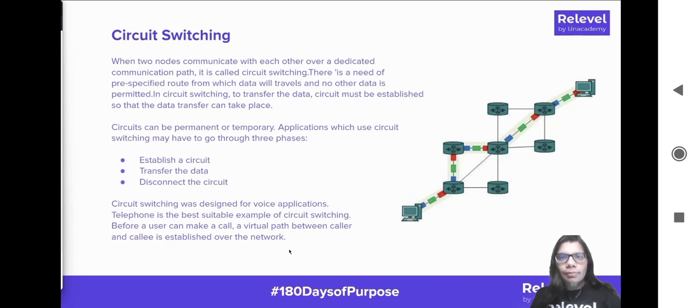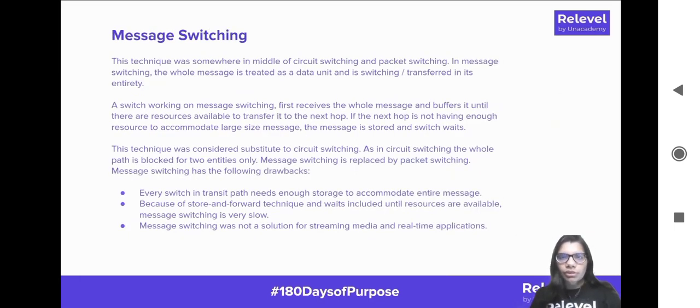Now let's discuss message switching. So what is message switching? This technique was somewhere in the middle of circuit switching and packet switching. In message switching, the whole message is treated as a data unit and is transferred fully. A switch working on message switching first receives the whole message and buffers it until resources are available to transfer it to the next hop. If the next hop does not have enough resources to accommodate a large message, the message would be stored and the switch would wait.